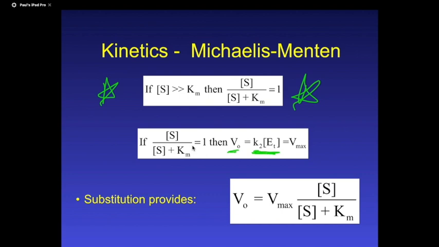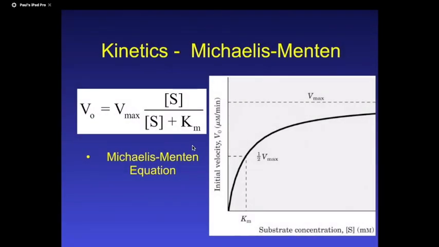And so, the velocity at any point is equal to the maximum velocity that it can ever have times what the concentration of the substrate is, divided by the concentration of the substrate plus the Km, the rate constant. This is the Michaelis-Menten graph. This is the equation that governs that graph. And so the graph that you see here is this mathematical equation.